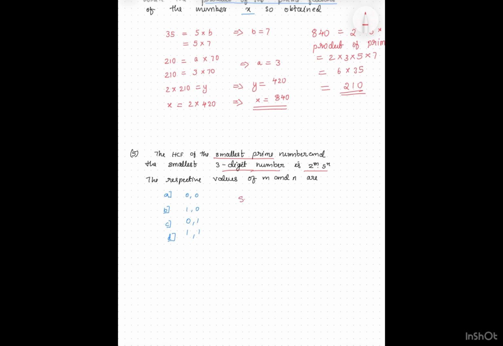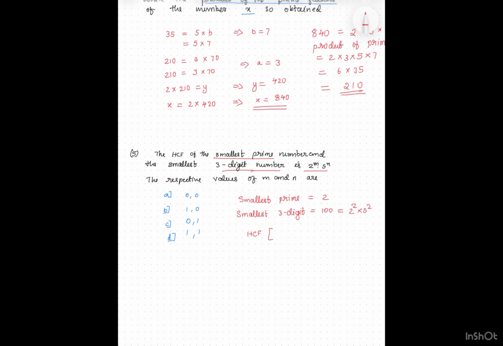So the smallest prime number is 2 and the smallest 3-digit number is 100. 100 can be written as 2 into 50. 50 can be written as 5 into 10. 10 can be written as 2 into 5. So 2 to the power 2, 5 to the power 2. So 100 can be written as 2 raised to 2 into 5 raised to 2.